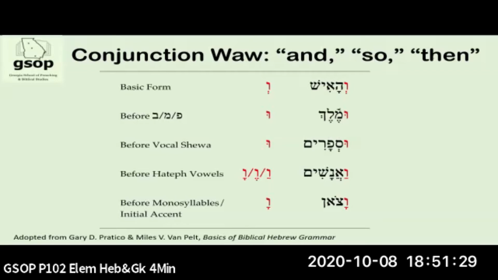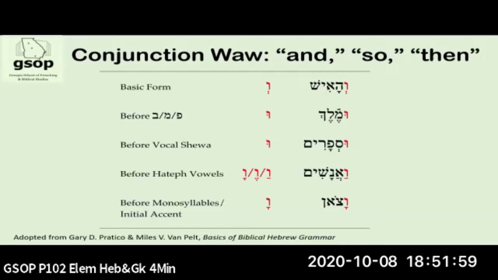What happens is that vav takes the same vowel as the haptic vowel does. So it takes the patach. If it was a haptic kamatz, it would take that. If it was a haptic segol, it would take this. That's what these show you, the red ones in the center: the vav with kamatz, the vav with the segol, and the vav with the patach. Whatever haptic vowel is in front of it, it'll take that vowel.